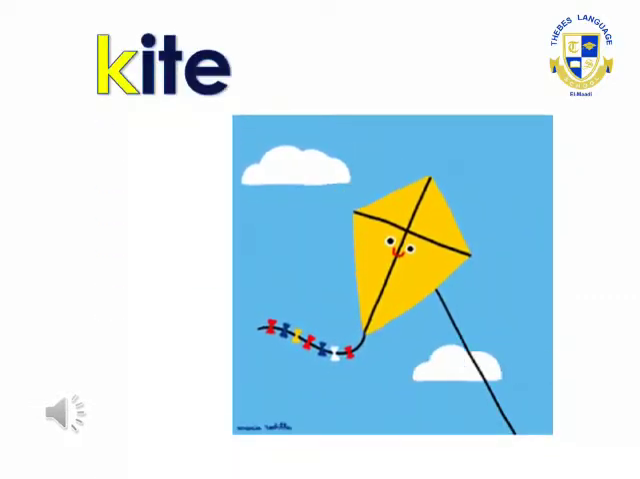Now, who can tell me what's this? This is a kite. Supers! And kite starts with letter K. K, K, kite. K, K, kite.